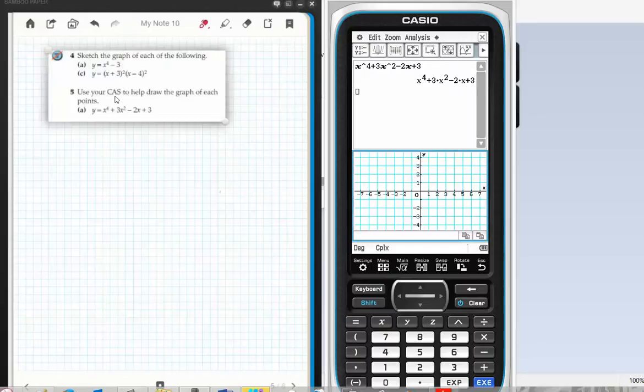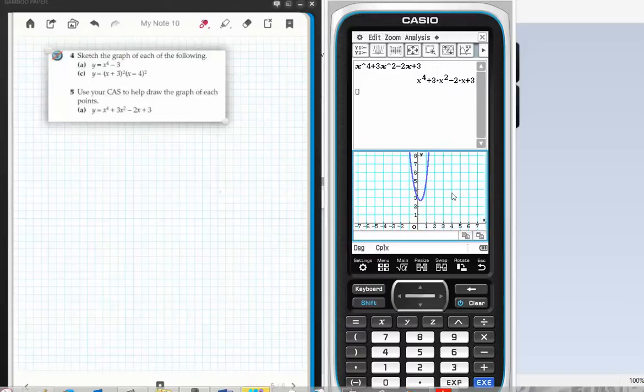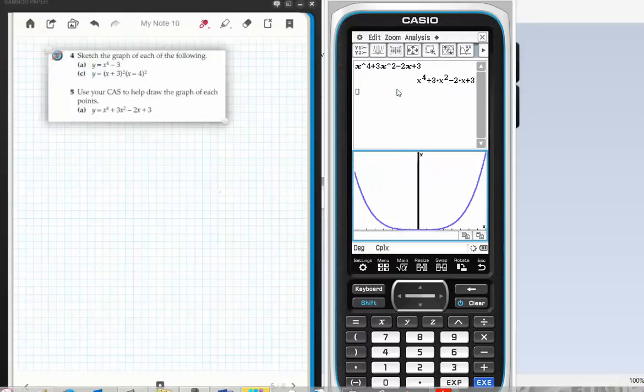Okay, in question 5, use CAS to help you draw the graphs of each of these. Okay, so here's a quartic. I've entered on the calculator x to the power of 4 plus 3x squared minus 2x plus 3. I'm going to drag and drop it into my graph. And I need to explore a little bit. So I might go zoom auto, and zoom auto will automatically change the y values to match that domain. And it looks as if it's just a U-shaped quartic that doesn't have any bumps associated with it.